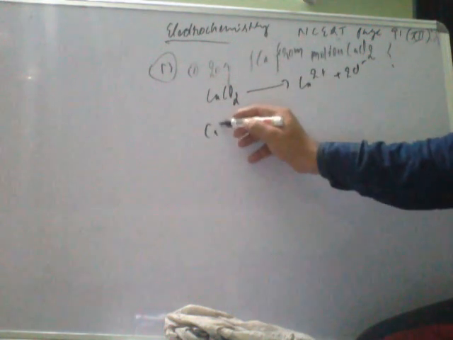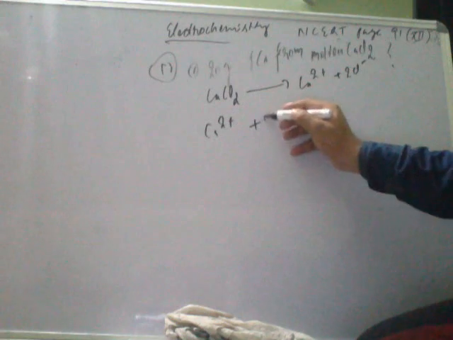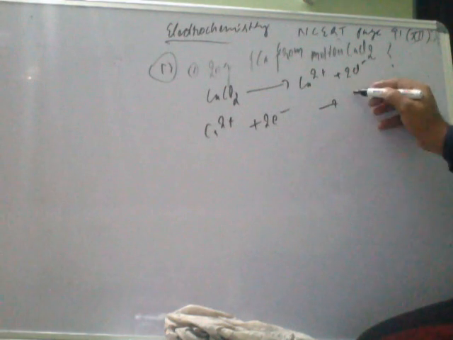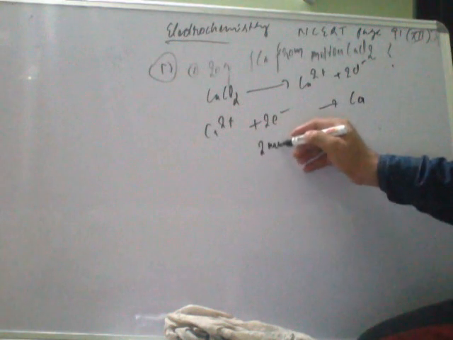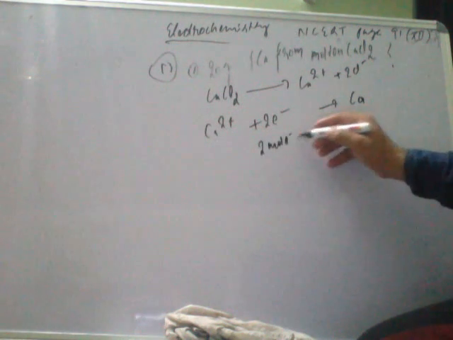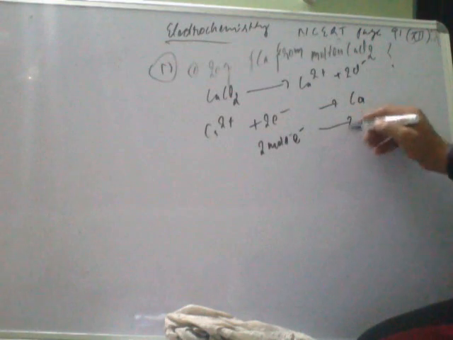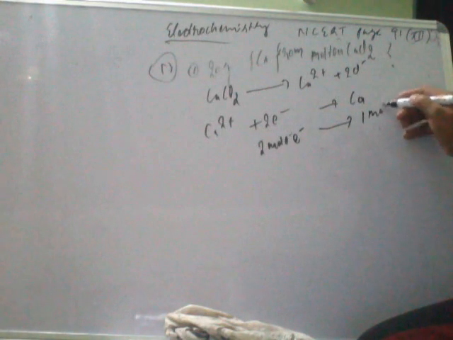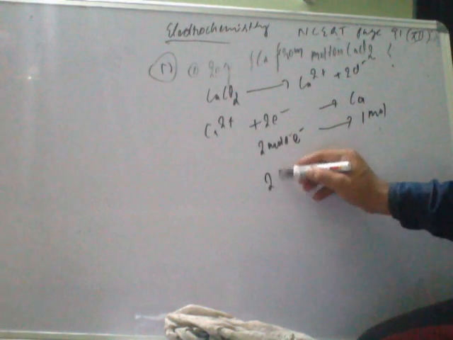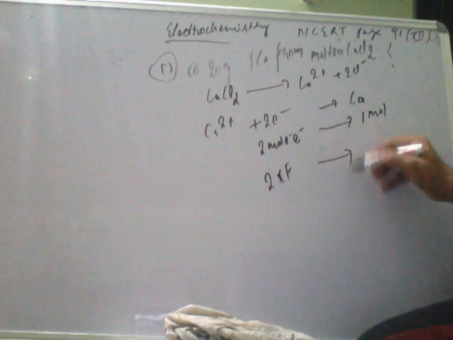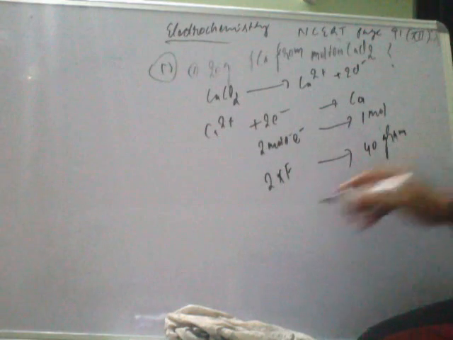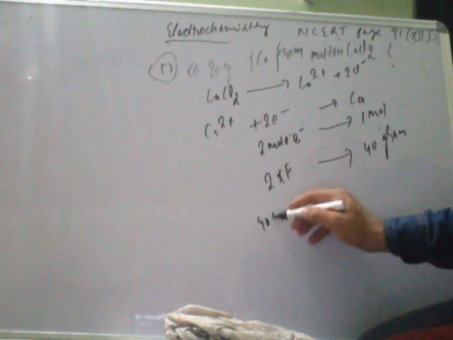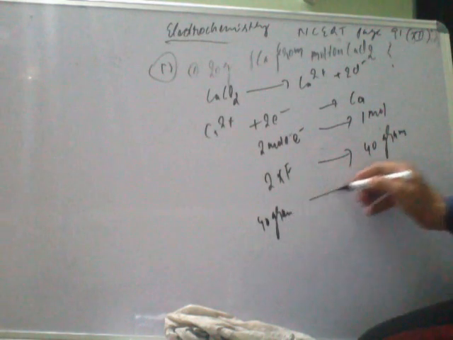Ca2+ takes 2 electrons, so you are getting Ca, right? So 2 mole electrons, and 1 mole of calcium you are getting. In terms of Faraday, 2 Faraday, and how much is that? That is 40 gram. Now come to this one.